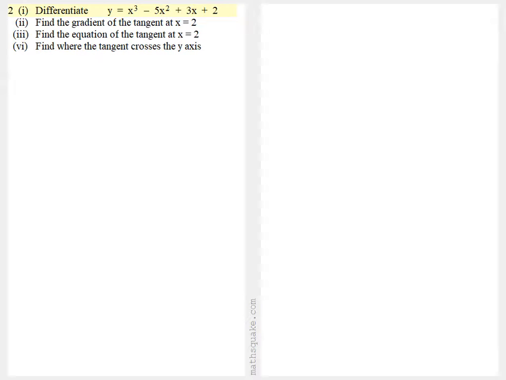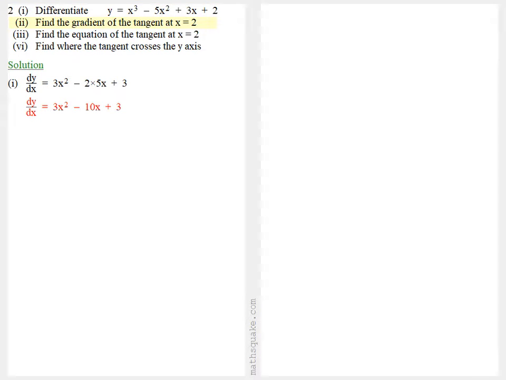In question 2, we're asked to differentiate y equals x cubed minus 5x squared plus 3x plus 2. Now to do this, we've got dy by dx is 3 times x squared minus 2 times 5x to the power 1 plus 3. So that's 3x squared minus 10x plus 3.